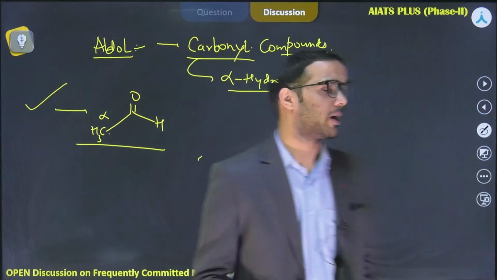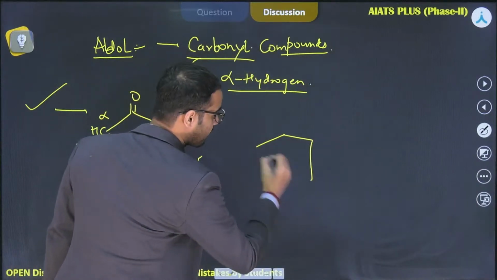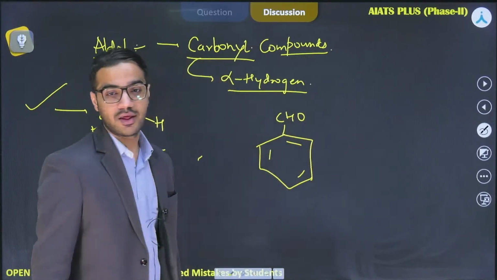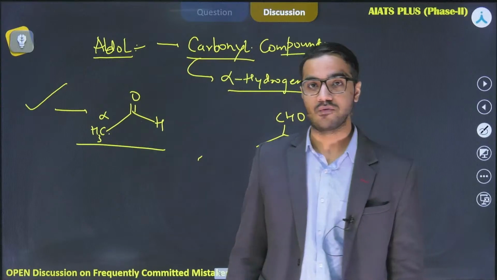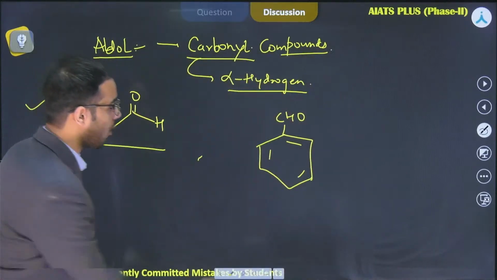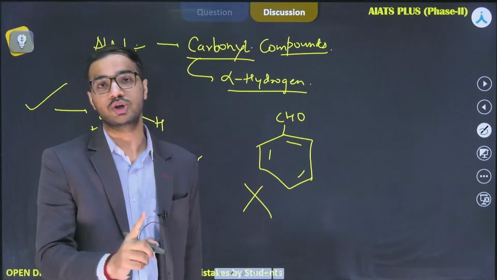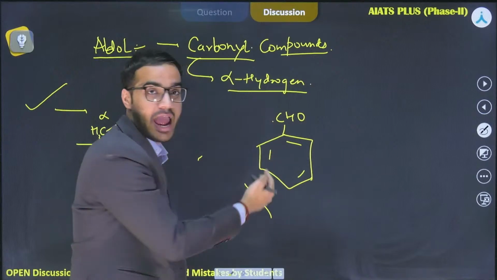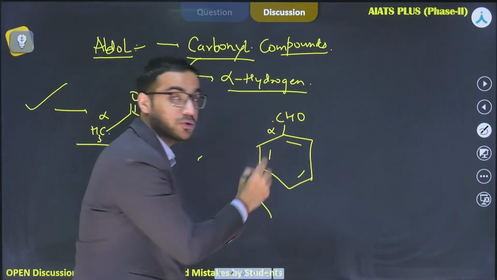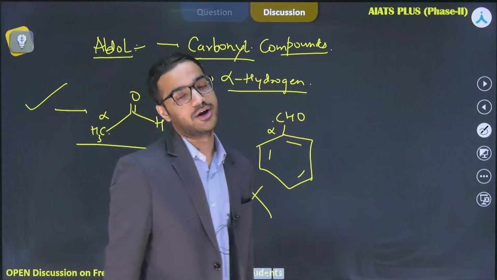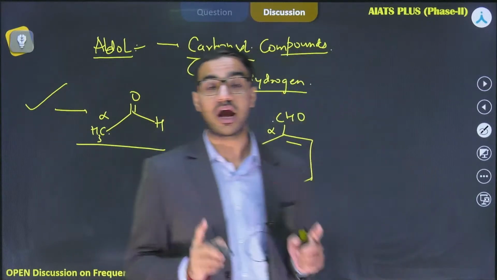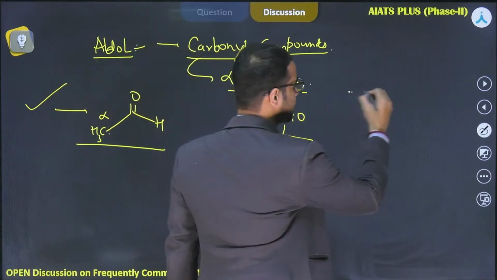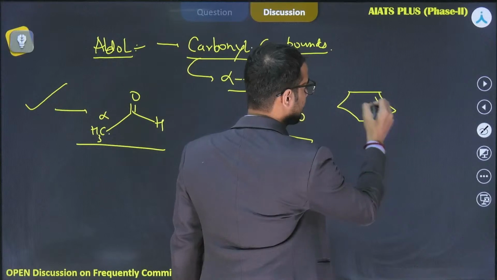Let us take some other examples. If I have given you benzaldehyde, will it show the aldol reaction? Obviously not. It will never show the aldol reaction because this is the functional group carbon, and the carbon at the alpha position doesn't have any hydrogens, so it will never show an aldol reaction. So this will not be the case. Let us take some other examples. Let us say we have taken benzophenone.